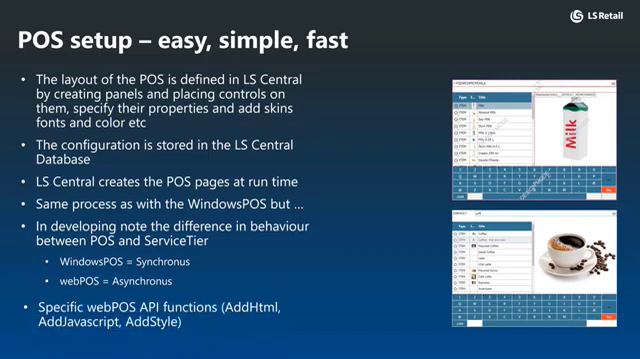Now we've also added 3 new functions in the POS API, and that is add HTML, add JavaScript, add style. Now these are very generic functions where you can just send your own HTML or JavaScript to the web POS, and they are very powerful functions that can be used to make extensions and modify the behavior of the POS.